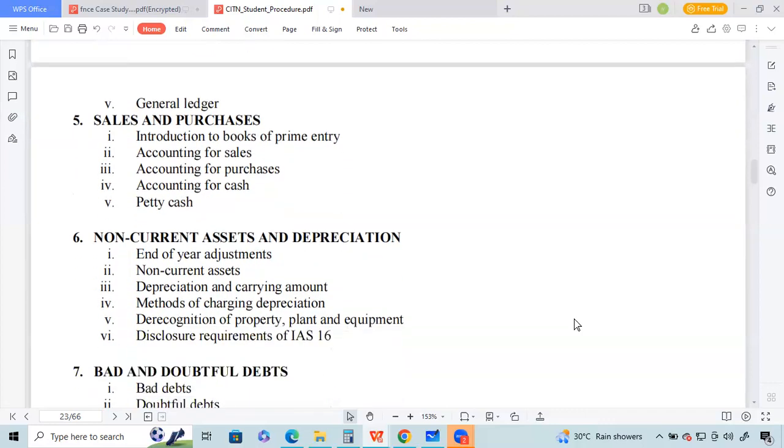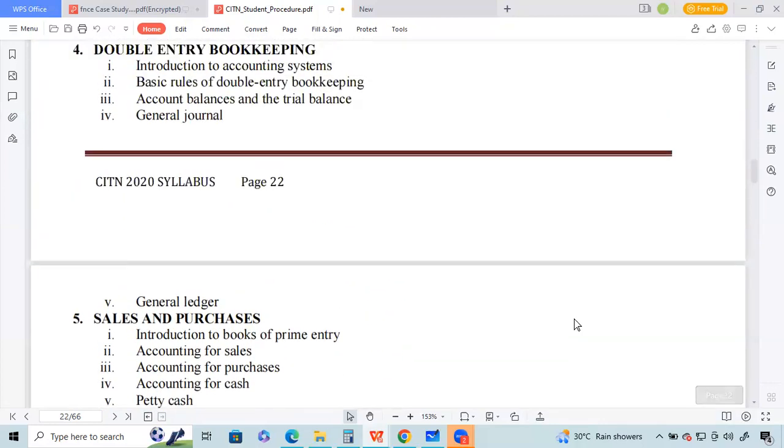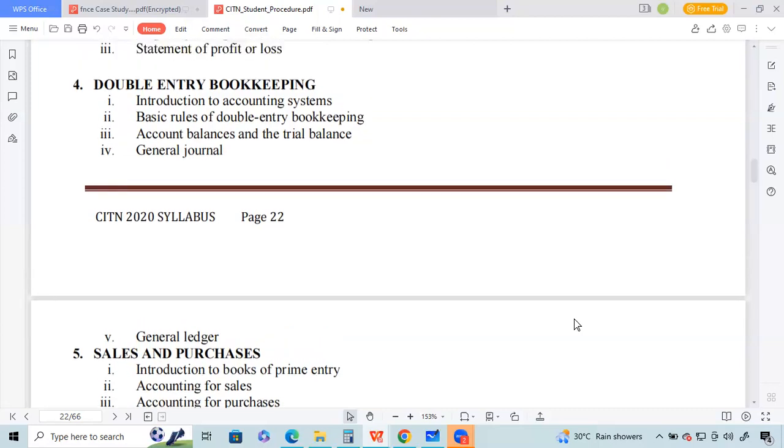Then we'll be looking at sales and purchase. From the words sales and purchase, you buy, and you also sell. If you are buying, how do you do the recording? If you are selling, how do you do the recording as well? This is also part of number four. Once you understand the double entry, it is the same thing as what we are referring to as sales and purchase here.